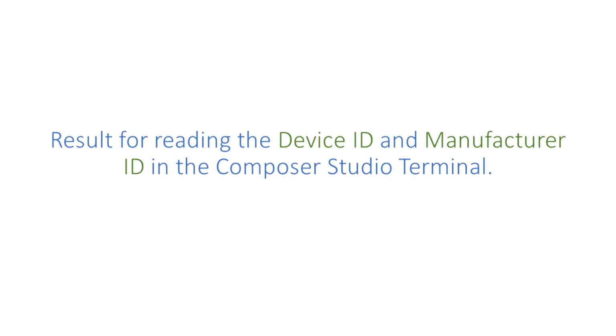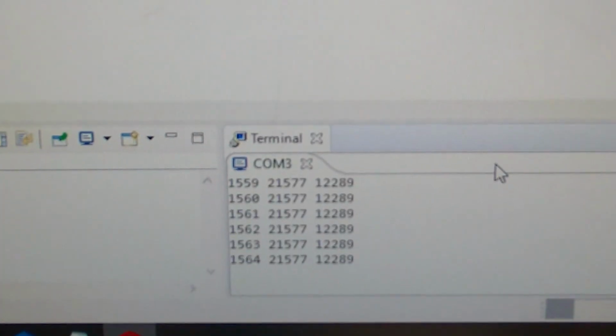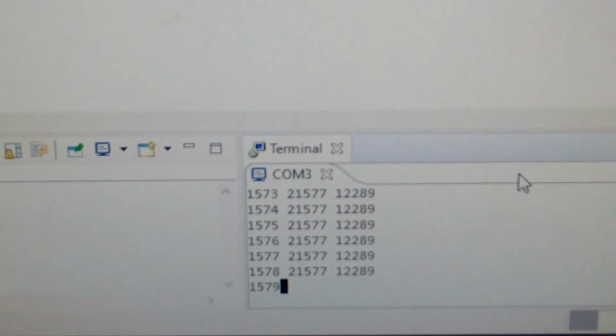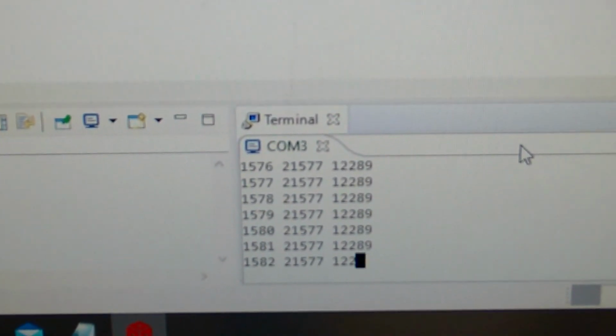For our first experiment, we are going to read the device ID and manufacturer ID registers in an infinite loop. So there is a counter that's always going to increase by 1 and will always read the same two numbers that correspond to device ID and manufacturer ID.